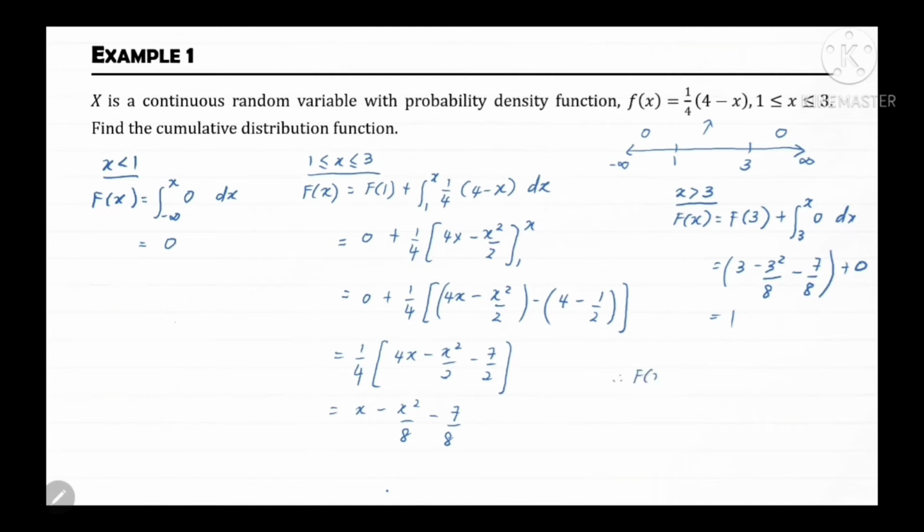Therefore, the cumulative function is 0 for x less than 1, x minus x squared over 8 minus 7 over 8 for 1 to 3, and 1 for x greater than 3. So this is the cumulative distribution function.